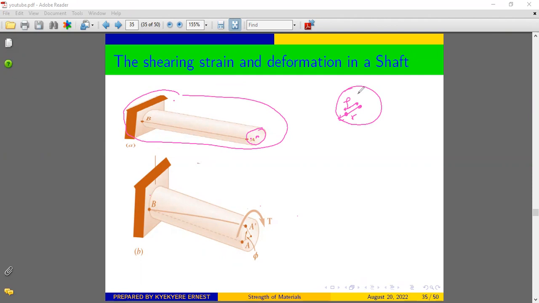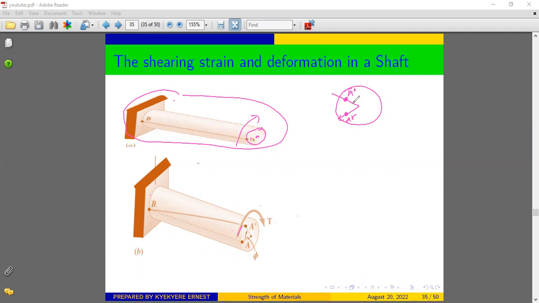Then we are saying that when a torsional force or a twisting force is applied to this structure, because this force is trying to twist the whole member, this point here is also going to be twisted, and it is going to move away from its original position to another point. So if this point was A, this new point is going to be A prime after the torsional force is applied. And the movement of this point to this point is through this angle phi.